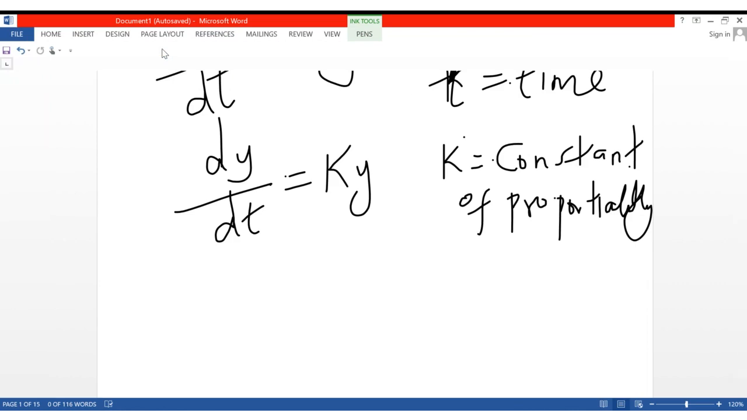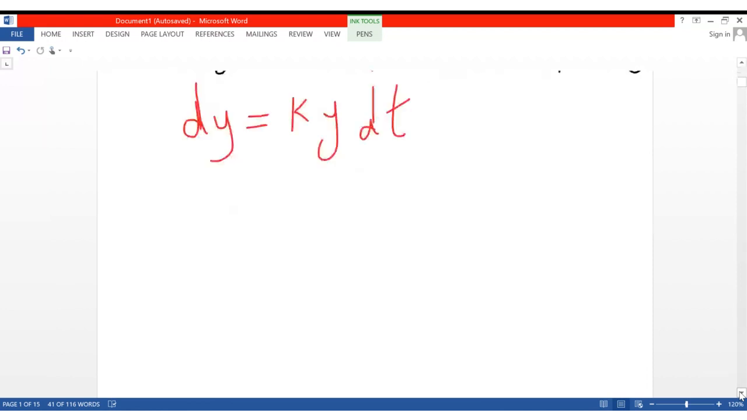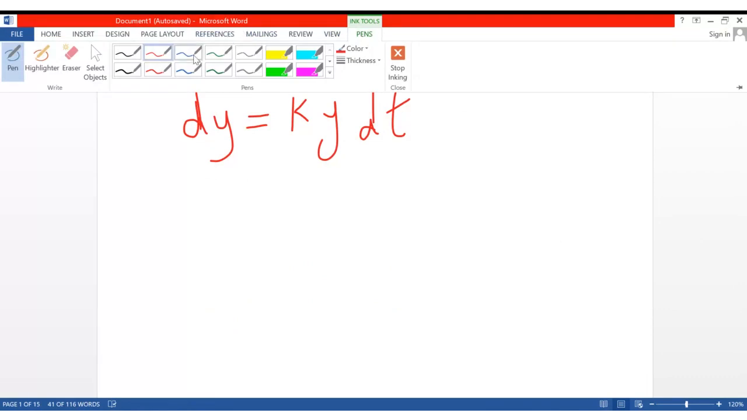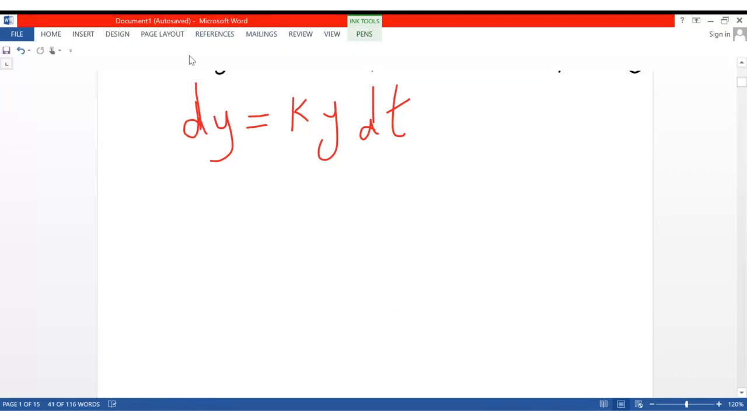So let me first of all cross multiply and see what I'm getting. If I cross multiply, this is what I'll get. dy is equal to ky dt, because we said we can't integrate when dt is on the numerator. So I've just cross multiplied to get that. Now this y here is on the side of dt, so I need to bring it to this other side.